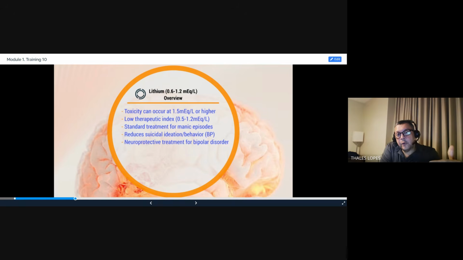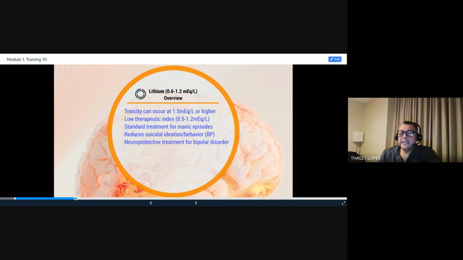Because with lithium, you should not raise the levels fast because it has a narrow therapeutic window between 0.6 and 1.2. When it reaches 1.5 or higher, it becomes toxicity, right? It is the standard treatment for manic episodes. Again, test reality, right? Standard treatment for manic episode.